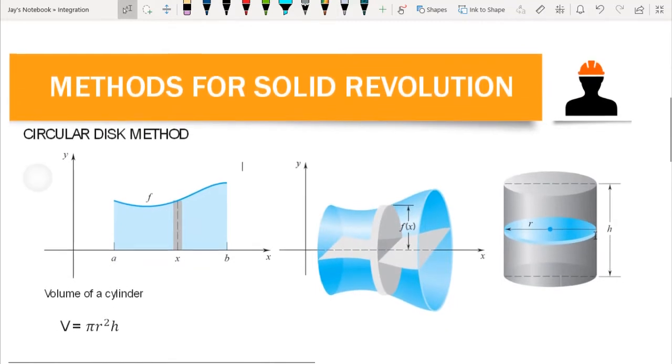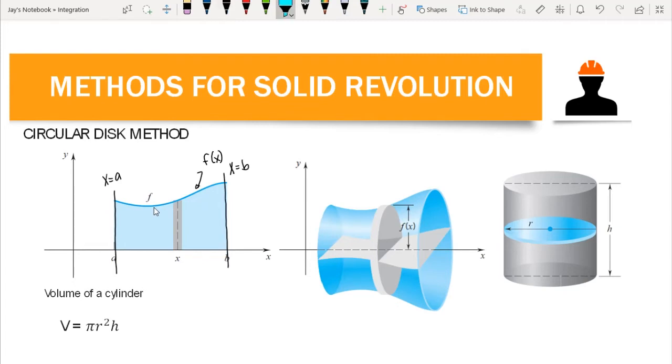Now, for example, if this is the area, bounded by this curve. Let's say this curve is a function of x, and we have a line here. Let's say this is x equals a, and this one is x equals b. Now, if this area is being revolved about the x-axis, we would come up with this solid figure, correct? So if we revolve this area, then we will have this solid figure. Now, our goal here is to compute the volume of the solid.